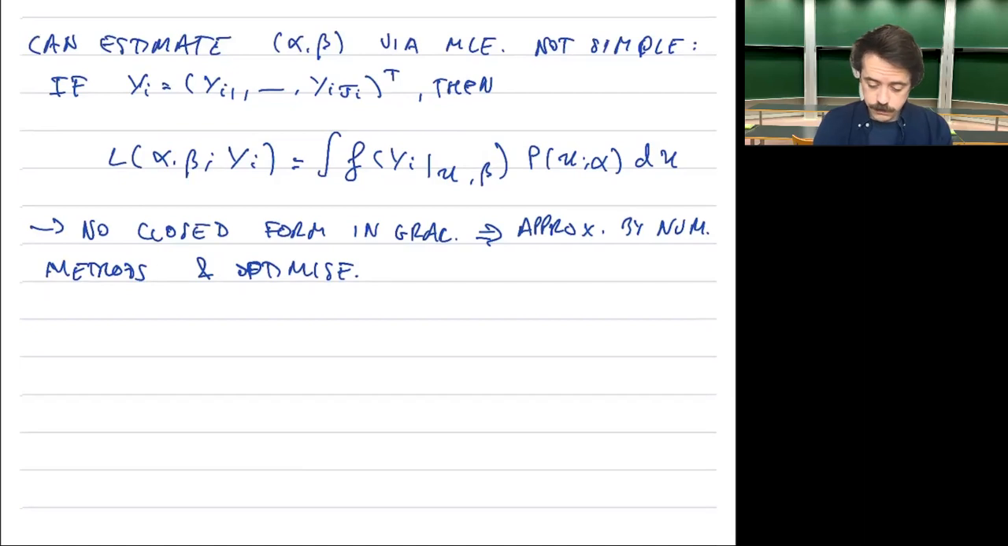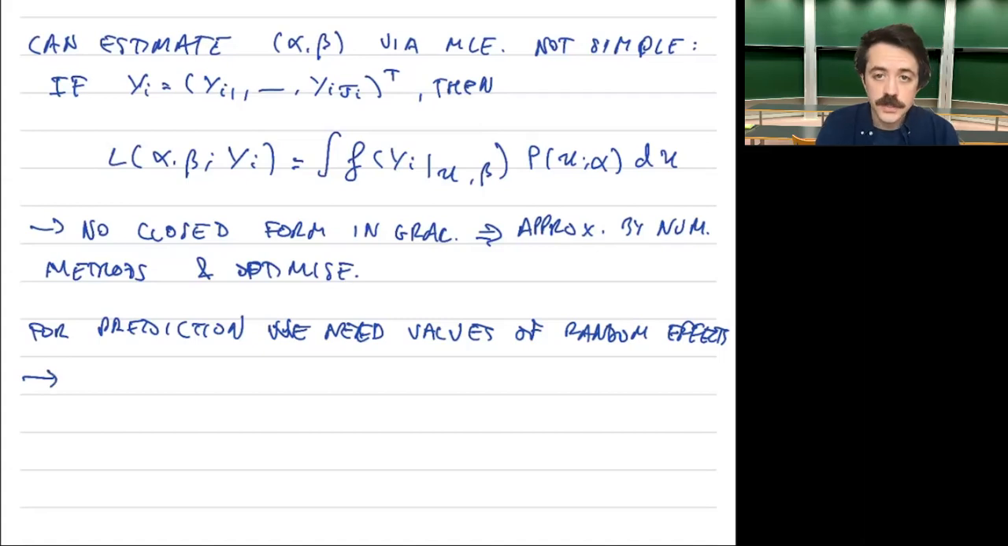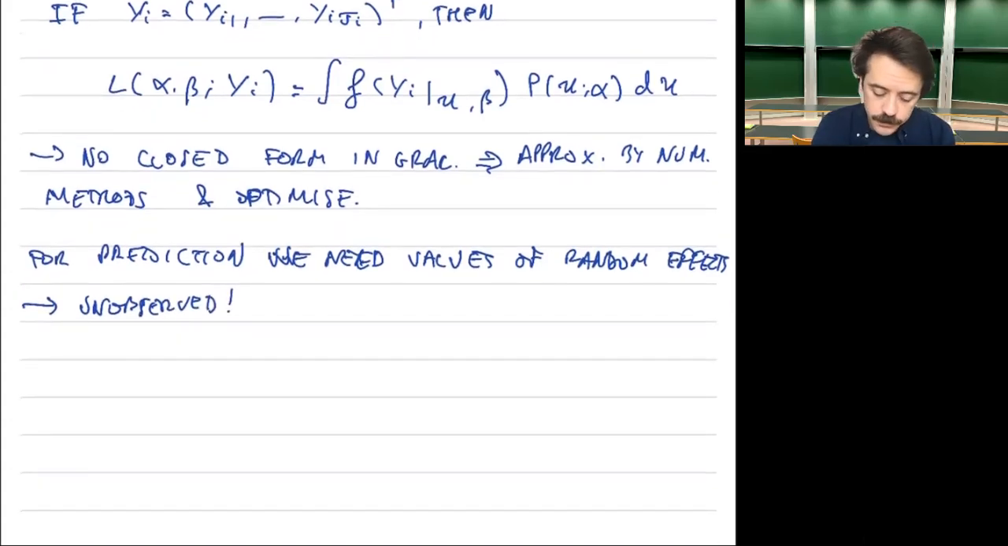So how do we get around that? So let's see. So for prediction, we need the values of the random effects. And these, of course, are unobserved. Okay. So what do we do?